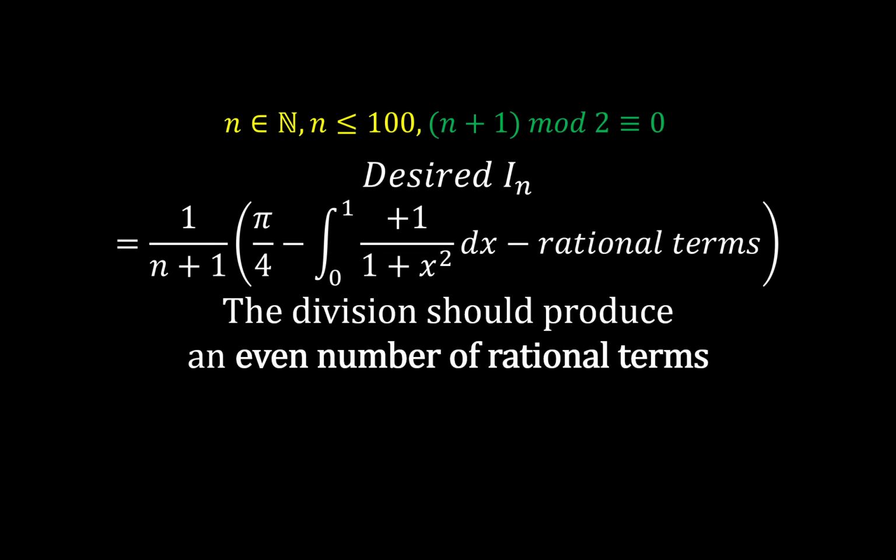The division should produce an even number of rational terms so that the final remainder will give a positive coefficient. So that will only happen when n plus 1 leaves a remainder of 0 when divided by 4. That's another condition. So after taking into account all the cases, we should be able to find what n fulfills the conditions that we need.